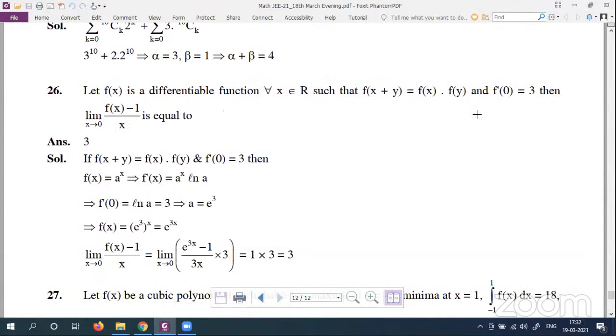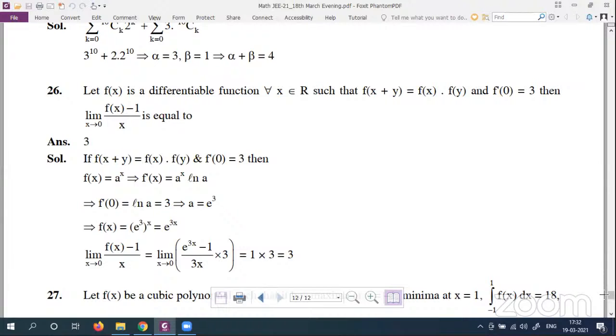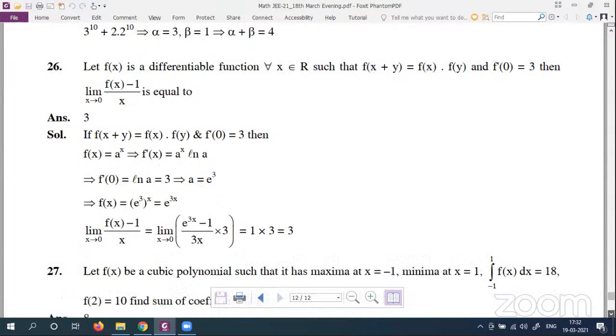This equation is given. So just by observing this function, we can identify that the function should be in the form f of x is equal to a^x. So f dash of x will become a^x ln a. So f dash of 0 will become ln a. So from that we get the value of a as e^3. The function will become e^(3x). Now applying the limit formula we have, the value becomes 3.